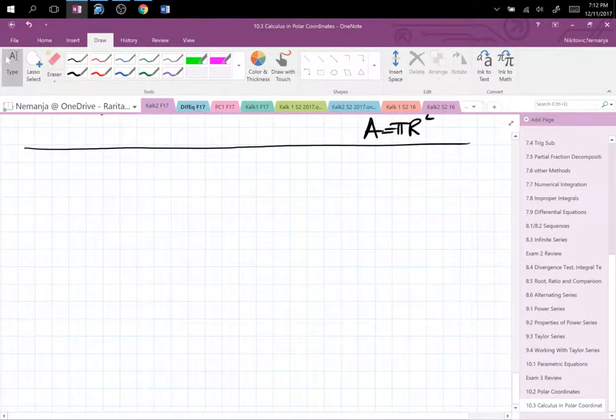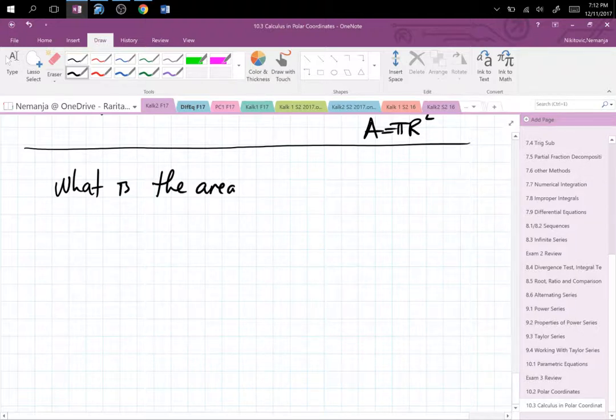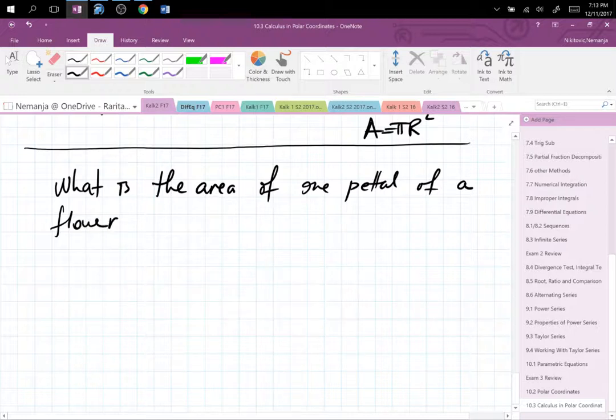But the question is, what is the area of one petal of a flower? So, what is the area of one petal of a flower? R equals 4 sine 2 theta.